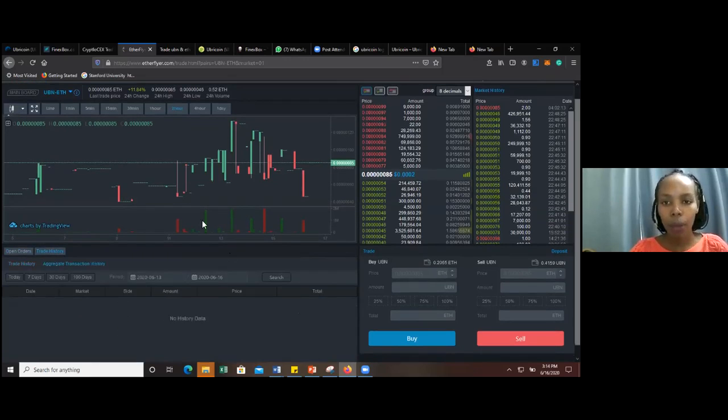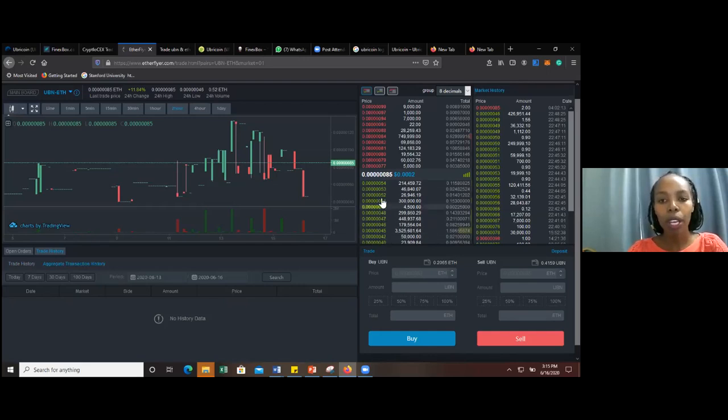So you can see here in this market, the price is 0.0002, and one Ubricoin is going for 0.00000085 ETH. So that is the price that you're going to buy Ubricoin at in this market. And we have the buy orders. Buy orders are people who want to buy Ubricoins in this market. This is very significant in this market, and in any exchange, buy orders are always a thing that we want to look out for.